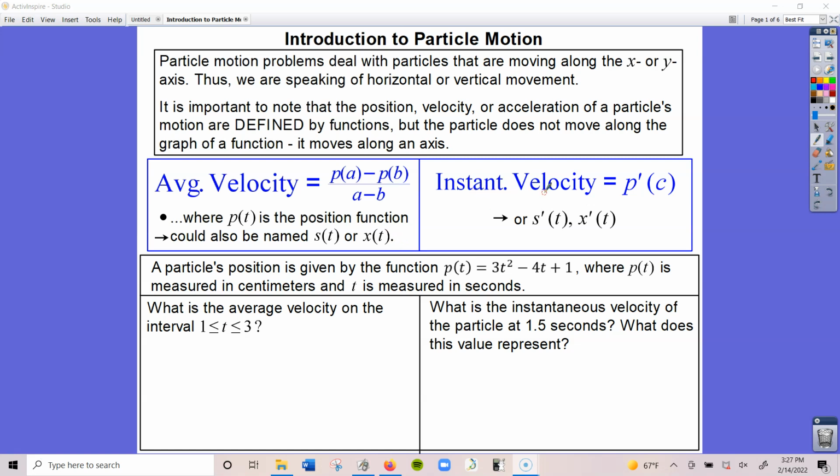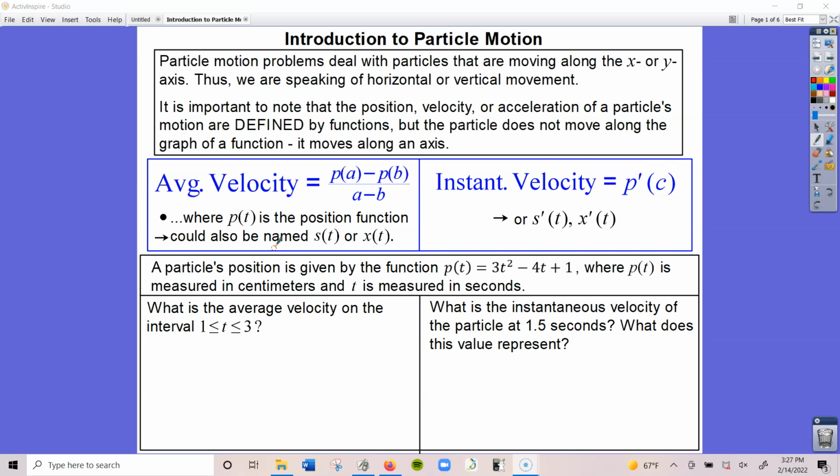Now, instantaneous velocity is when you get the derivative of the position function. So remember that we learned the difference between average and instantaneous rates of change. If it's average, that's the slope of the secant line, as we just discussed. And if it's instantaneous, it is the derivative. And we're given a value that we would plug in.